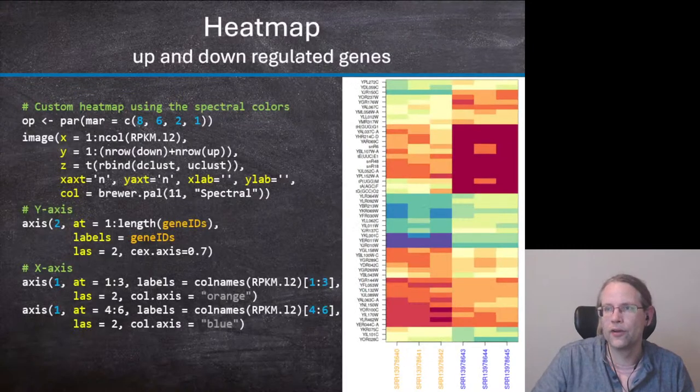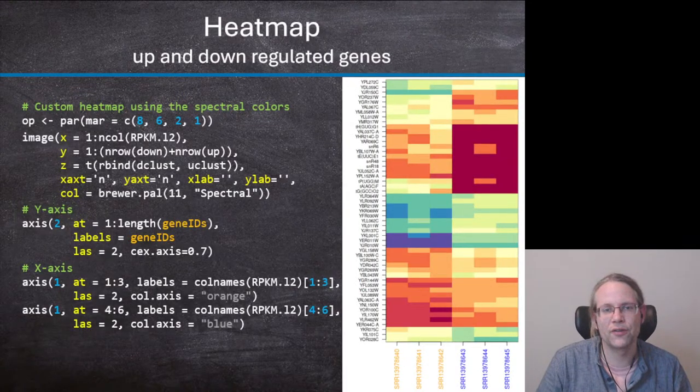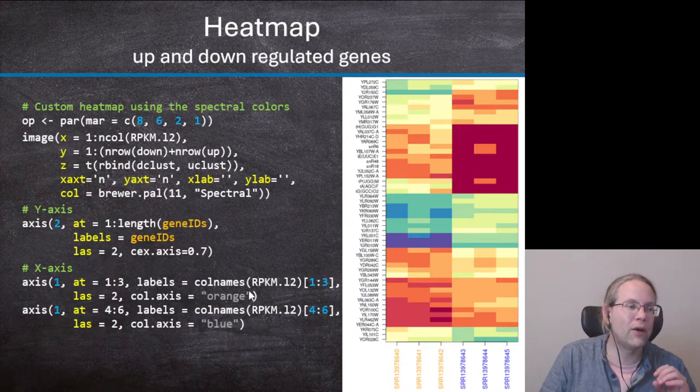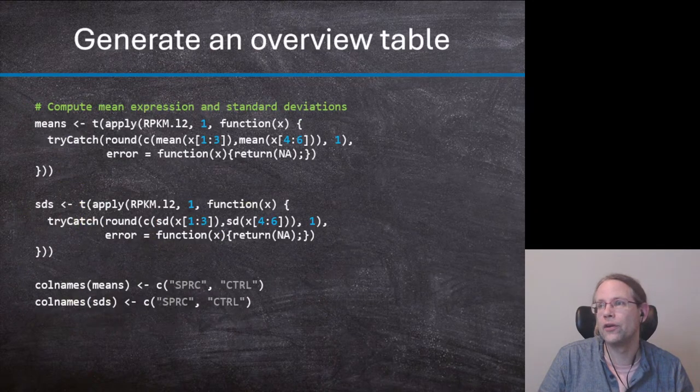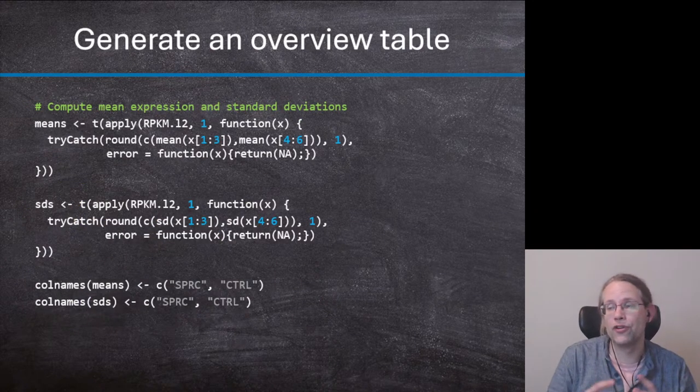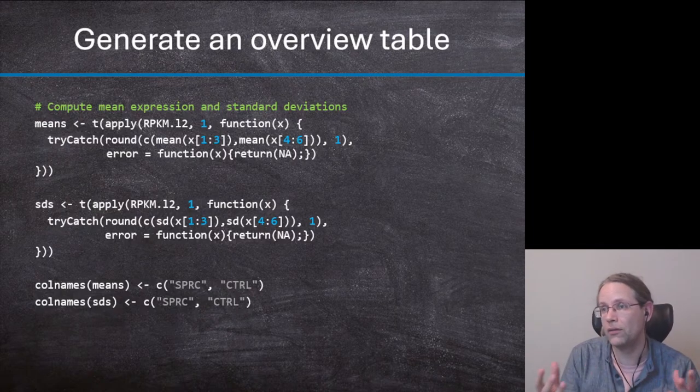let's go and do some more statistics, right? Because we now computed the fold change, we computed the p-values, but now we want to make an overview table, right? So an overview table is a single table that you can add to your publication as a supplementary file, or that you can add to your presentation as a table within the text.